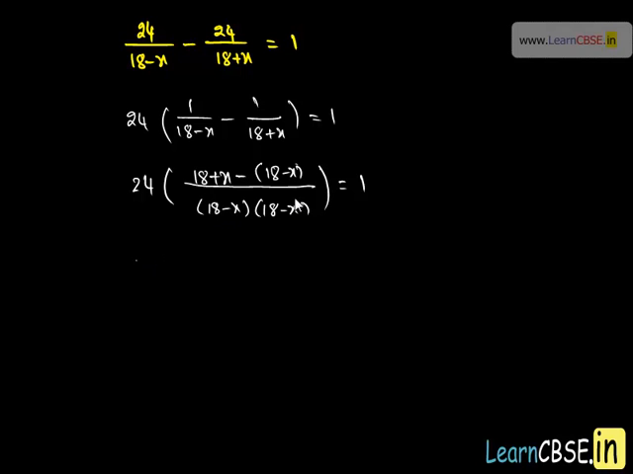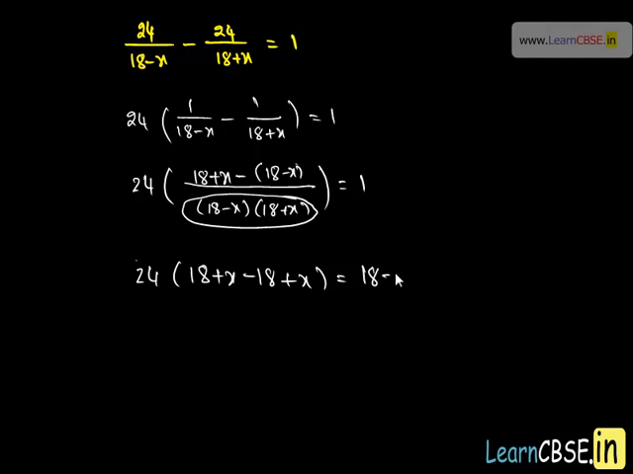By transposing this term, that is 18 minus x times 18 plus x, to the right hand side, we get 24 times 18 plus x. Let us distribute this minus inside the bracket. We have minus of plus 18 is minus 18. Similarly, minus of minus x is plus x, which is equal to 18 minus x times 18 plus x. Here negative 18 and plus 18 cancelled out. 24 times we have x plus x is 2x.